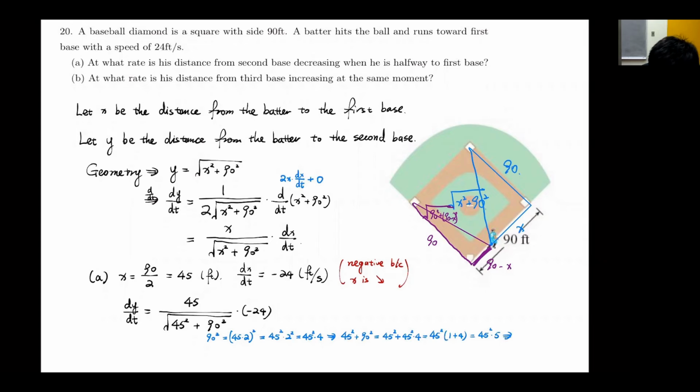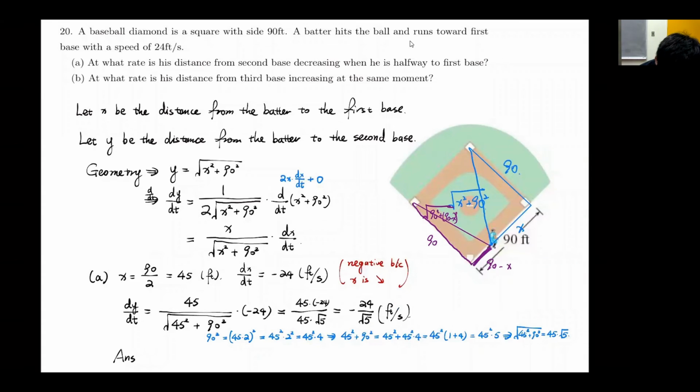This further tells me the square root of my denominator is simply 45 times root of 5. This makes the arithmetic much easier, because what I have here is simply 45 times minus 24 divided by 45 times root of 5. You see that the common factor 45 cancels out. The answer is minus 24 divided by 5 root 5. The unit is feet per second. This way we can answer the first part A.